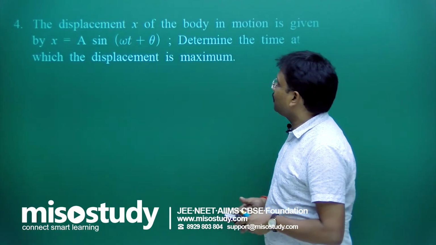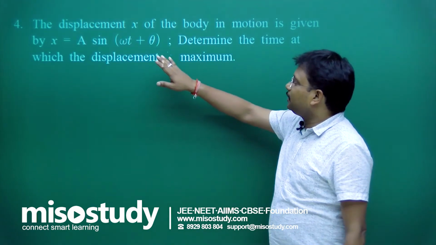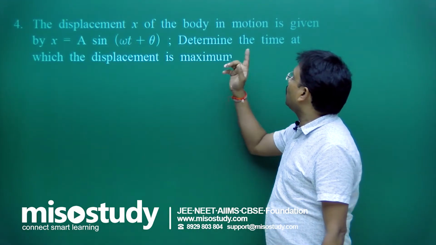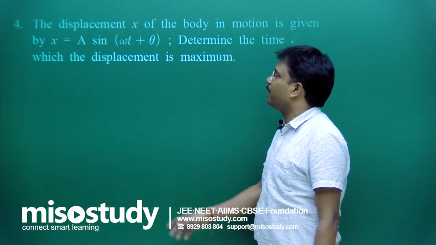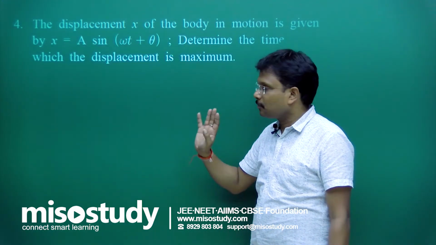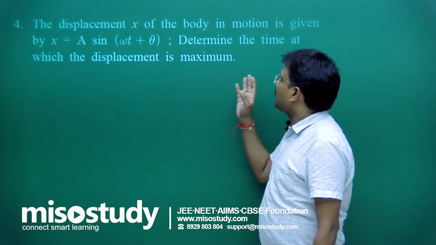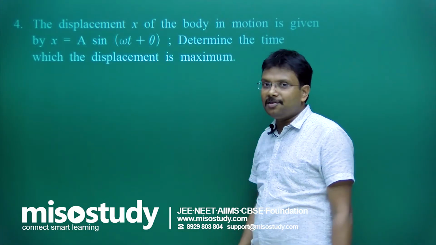Now here comes question number 4. The displacement x of a body in motion is given by x is equal to a sin(omega t plus theta). Determine the time at which the displacement is maximum.